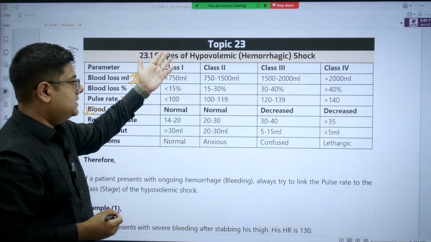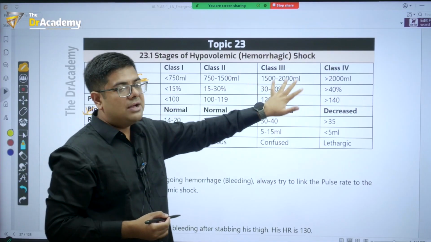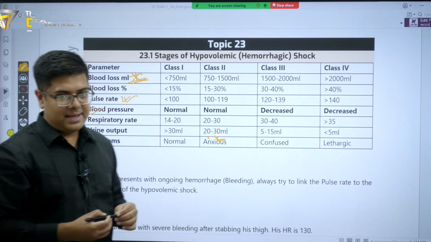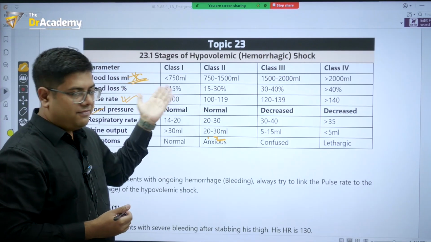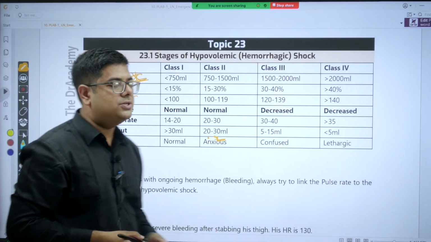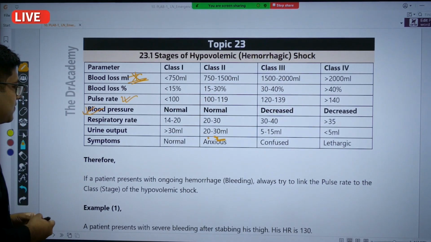Less than 750, then double the amount: 750 to 1500, then 1500 to 2000, more than 2000. You have to read these three or four times. 750, double that 1500, then up to 2000, then more than 2000. These are the three things you need to memorize from this table.